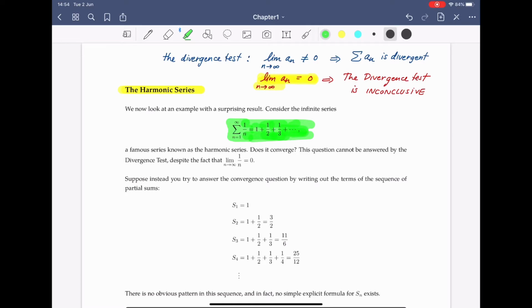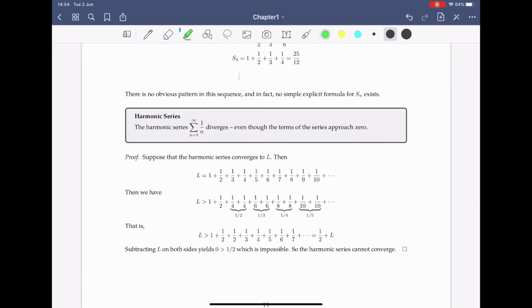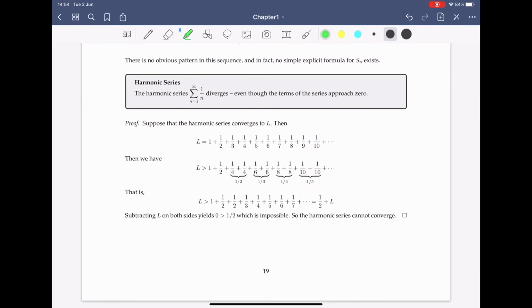So it is clear that the limit of 1 over n equals 0, so it has the property that the limit of a sub n equals 0. But when you look at the convergent or divergent property, you're going to see that the harmonic series is divergent. So let's move down to the proof here. The theorem says that the harmonic series summation 1 over n diverges even though the terms of the series approach 0. So the proof is here.